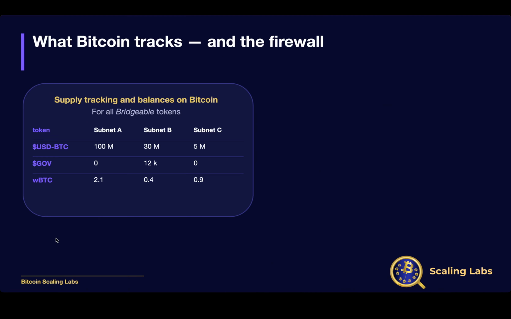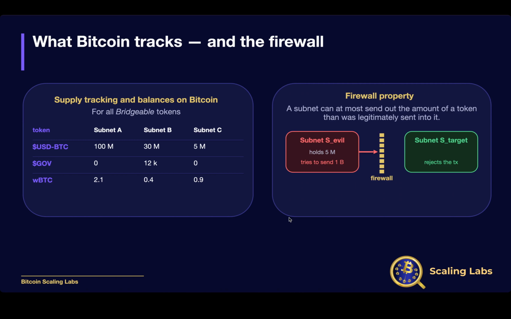To sum it up, we have seen that Bitcoin tracks the supply and the balances of every bridgeable token. In this case, there could be a second token for which right now maybe only subnet B holds a positive balance. And as we have seen in previous videos, the wrapped Bitcoin is also tracked by the Bitcoin-IPC protocol. This allows us to achieve what we call the firewall property, which requires that a subnet can at most send out the amount of a token that was legitimately sent into it.